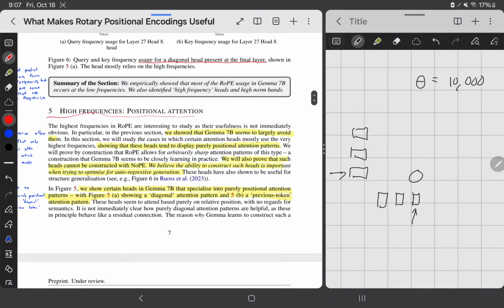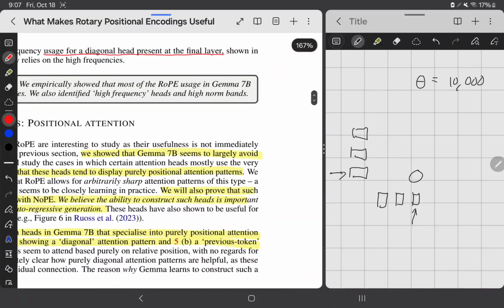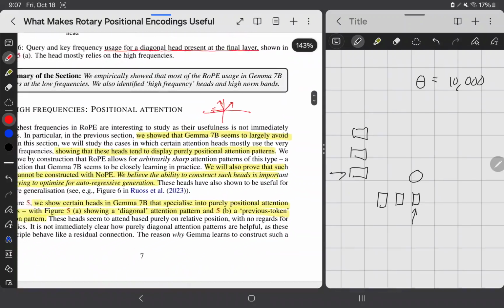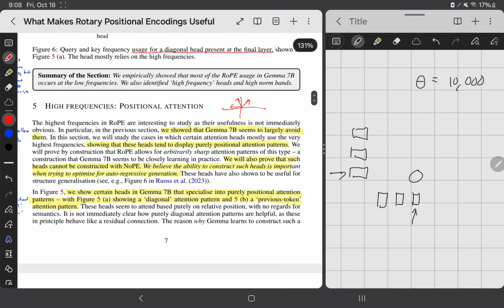So first off, high frequencies. These are very, very fast rotating vectors. So if I have a vector that is, say, here, and I have one that is just one position away, the rotation will be, well, maybe not orthogonal, but the rotation will be quite high. And 2 positions will be like that, and so on. So the rotation is very, very high for these high frequency dimensions.